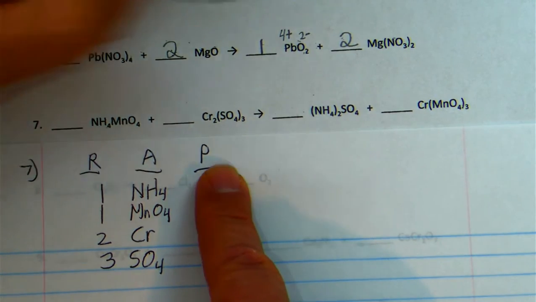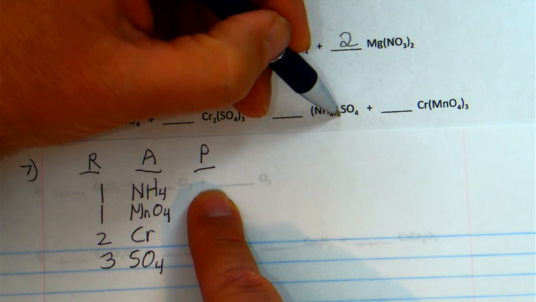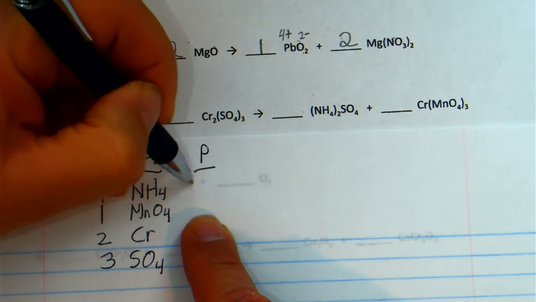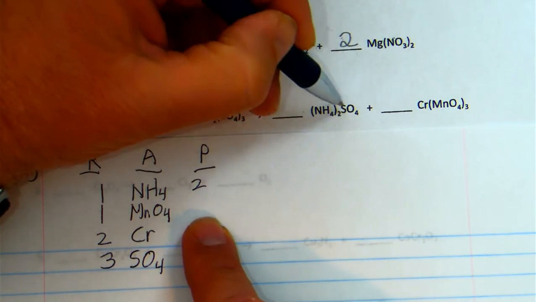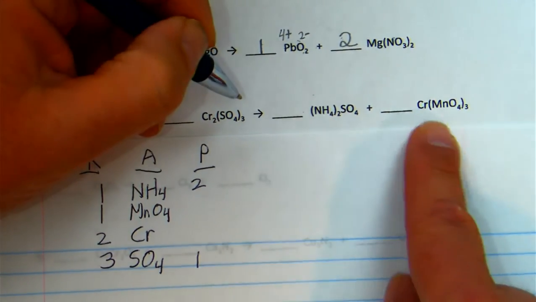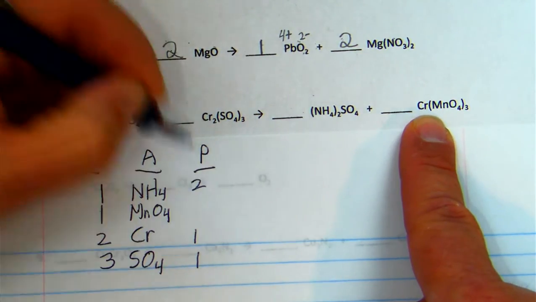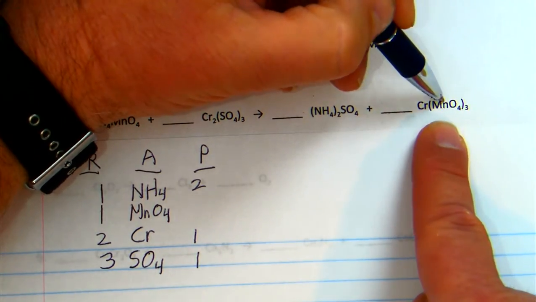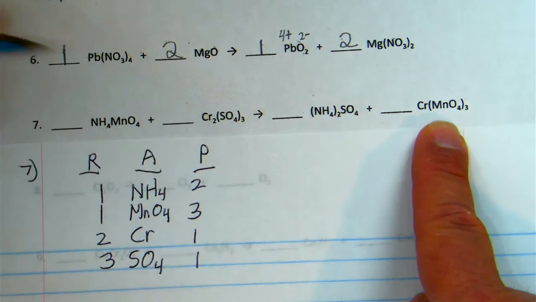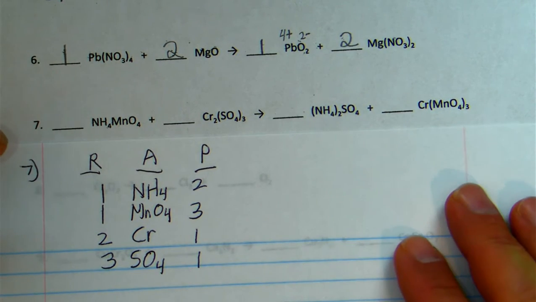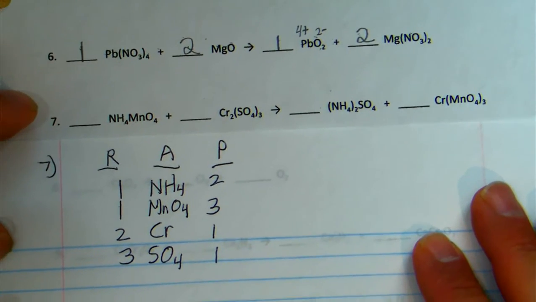On the product side, I have 2 ammoniums, 1 sulfate, 1 chromium, and 3 permanganates. There's my rap sheet. Now, balance it.